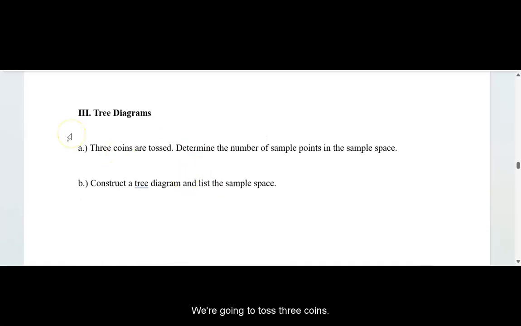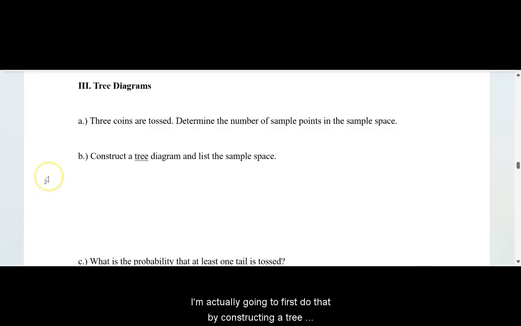We're going to toss 3 coins. Now, each coin, right, has 2 options, heads or tails. We want to determine the number of sample points in the sample space. I'm actually going to first do that by constructing a tree diagram. How do we do that? We're tossing 3 coins. Now, when you toss the first coin, what are your options? You could get a heads, right?